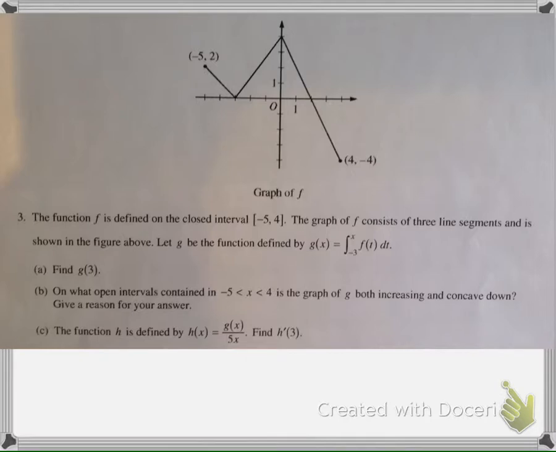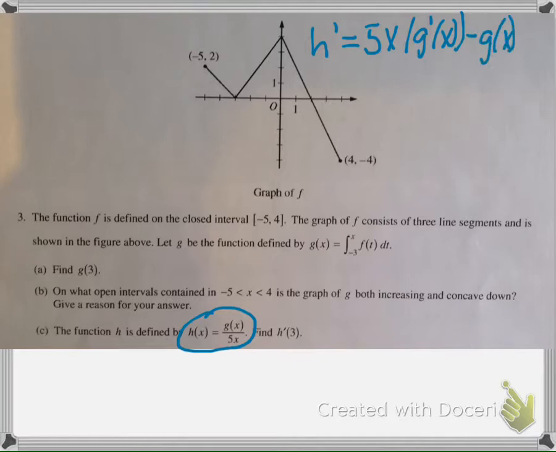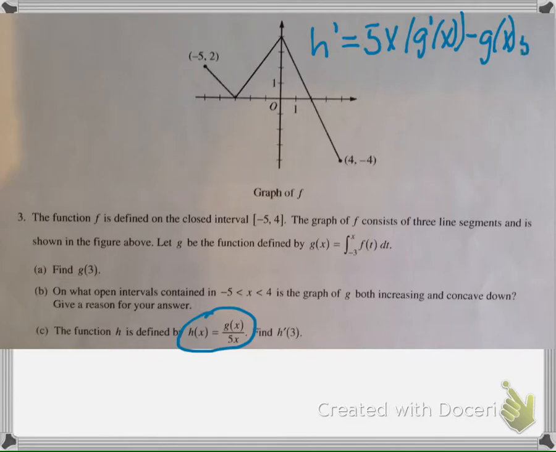Okay, now we're up to part C, and we're looking at this function, and we need to find h prime of 3, but before we can find h prime of 3, we're going to need to find h prime. So this is going to need a quotient rule. So it's going to be the bottom times the derivative of the top minus the top times the derivative of the bottom, all over the bottom squared.